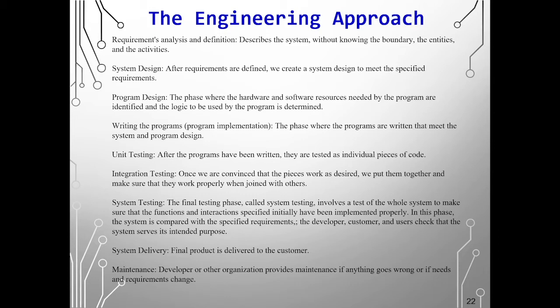Then we have system testing, the final testing phase, which involves a test of the whole system to make sure that the function and interaction specified initially have been implemented properly. In this phase, the system is compared with the specific requirements. The developer, customer, and user check that the system serves its intended purpose. Then you have system delivery, which is when the final product is delivered to the customer. Then you have maintenance, which is where the developer organization provides maintenance if anything goes wrong, or if its needs or requirements change.